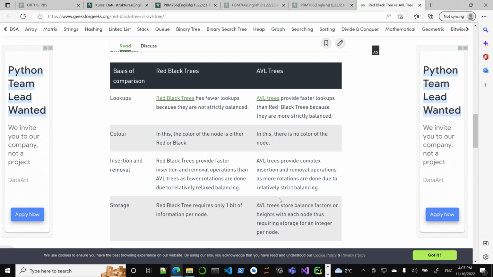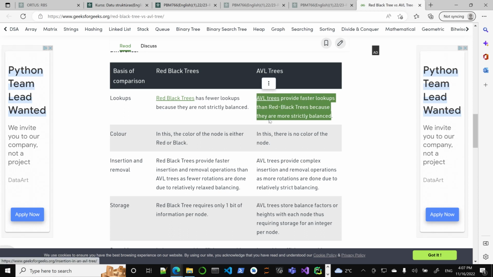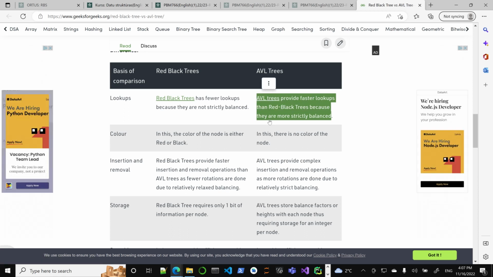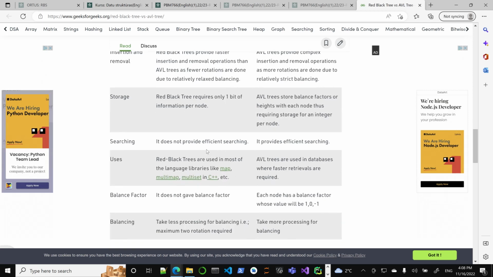So, what else? Insertion is faster on red-black trees, right? AVL trees are slightly slower on insertion. Color, there's no color, of course, that's kind of obvious. So AVL trees have faster lookups, so that's what you have to remember. Lookups are slightly faster, with slightly slower insertion and removal. So when searching, AVL trees will be slightly better. Why? Because they're more balanced, of course.